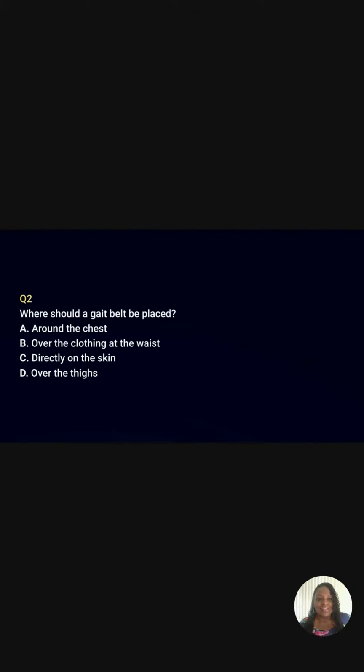So let's go to question number two. Great job. Question number two. Where should a gait belt be placed? Is it A, around the chest, B, over the clothing at the waist, C, directly on the skin, D, over the thighs? Where should a gait belt be placed? Revealing the correct response in three, two, and yes, that's right.